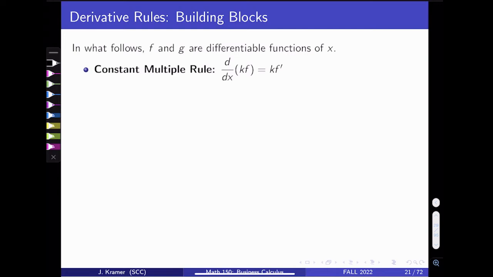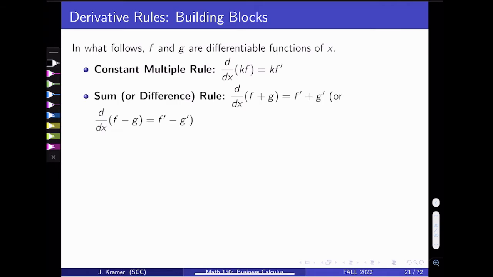The first rule is the constant multiple rule that says that if you take the derivative with respect to x of f, where f is multiplied by a constant k, then the derivative is k times the derivative of f prime. This just says that you can take a constant multiple out of the derivative. If you're taking the derivative of a sum or difference of differentiable functions, such as f and g, then you take the derivative of them separately. So the derivative of f plus g is f prime plus g prime, and the derivative of f minus g is f prime minus g prime.